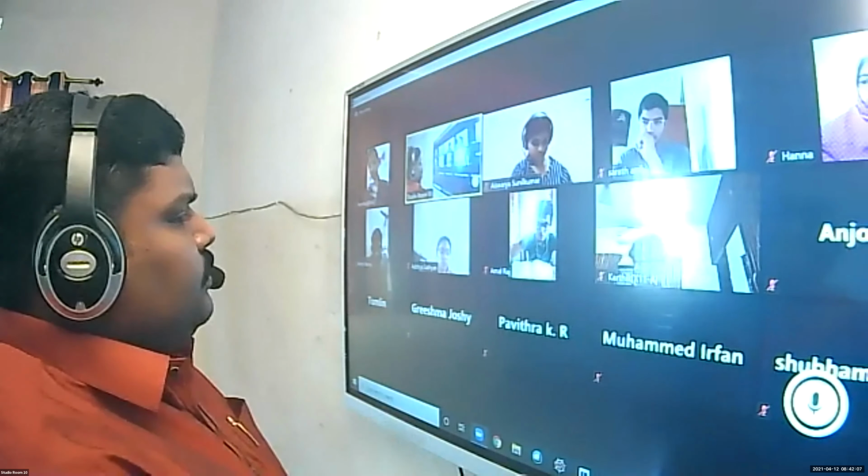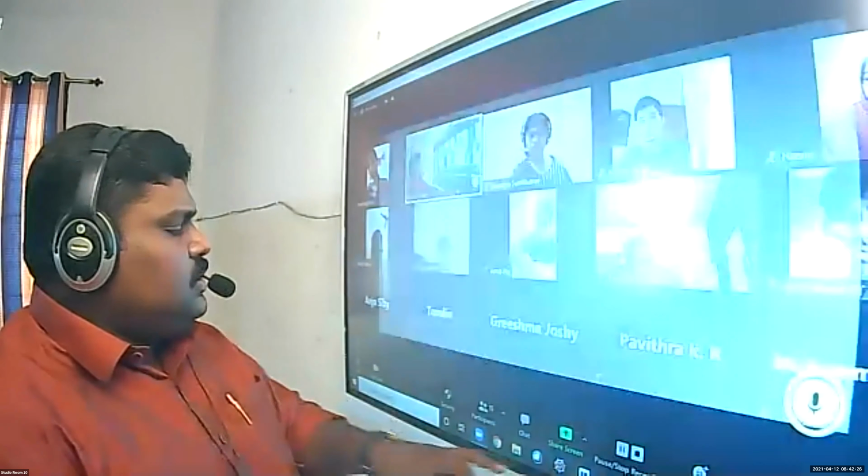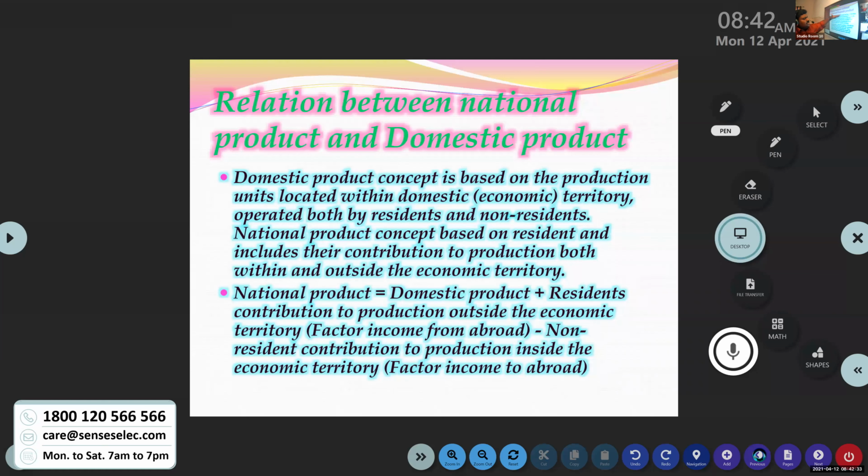Domestic product concept is based on the territory within the domestic territory. Yes, of course, the term is important: the production within the geographical territory of the country. Clear or not? Domestic product concept is based on the production units located within the domestic territory. The same time, national product is equal to domestic product plus residents' contribution to production outside the economic territory. Clear or not?